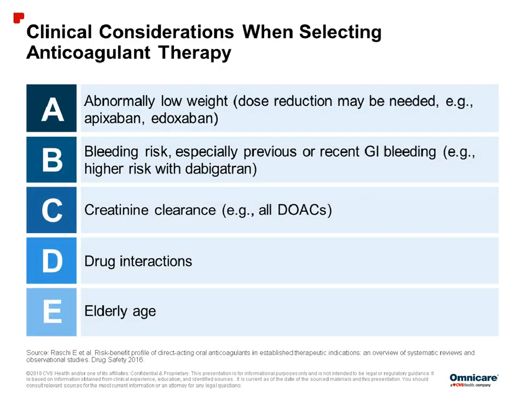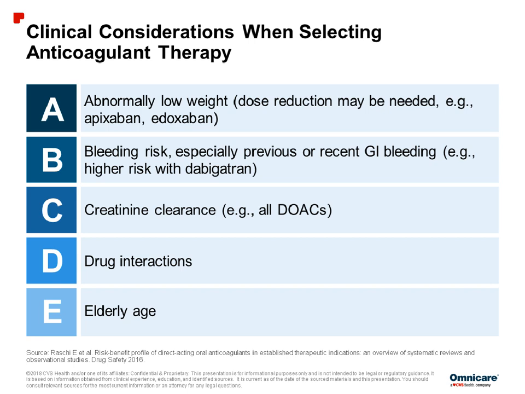For the next few slides, I want to talk about assessing the risk. And this first slide uses the mnemonic ABCDE to remind us of clinical considerations when you select an appropriate anticoagulant. A stands for abnormally low weight, which alludes to the dosage adjustments necessary for apixaban and edoxaban. B draws our attention again to the bleeding risk with these drugs, but reminds us that this is especially important to consider in those with a history of bleeding.